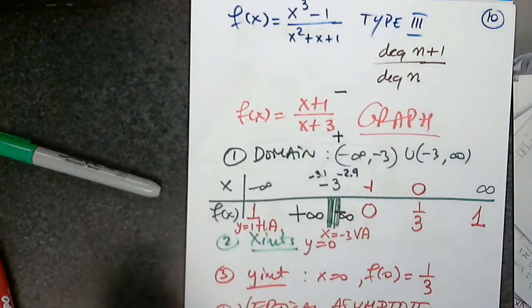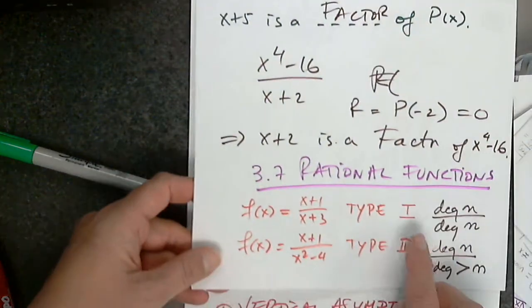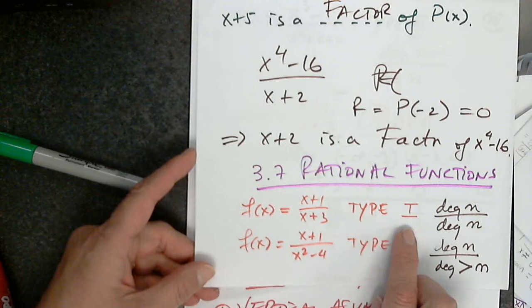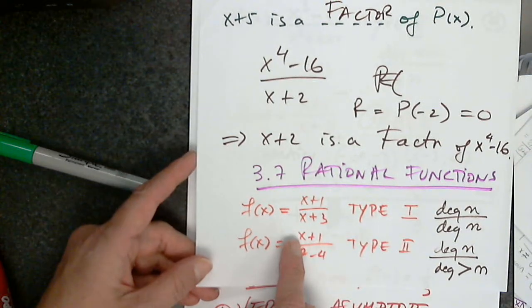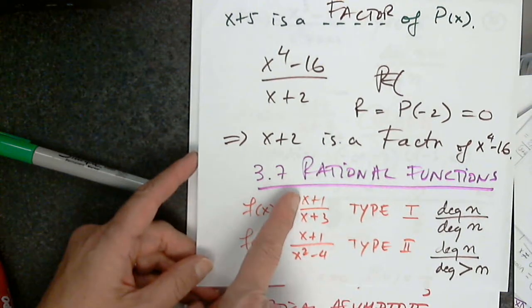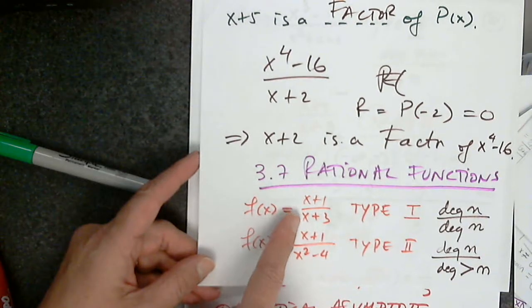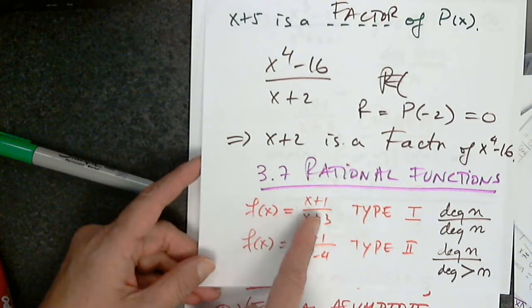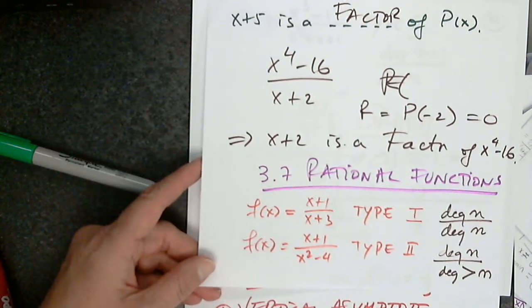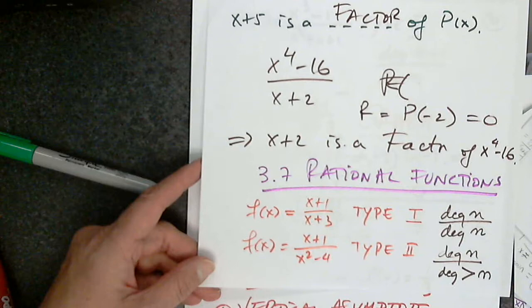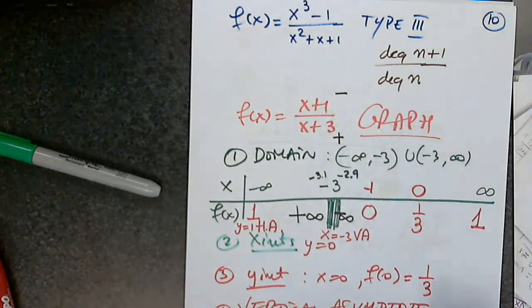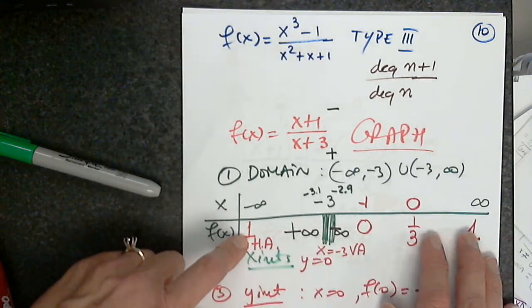So bottom line, coming back here for a second, type 1 rational functions will always have a horizontal asymptote. Leading coefficient of the top divided by the leading coefficient of the bottom. So if I have x plus 1 over 2x plus 3, I have 1 over 2 as the horizontal asymptote. Okay, so let's make sense of this information and let's see how we can graph this.